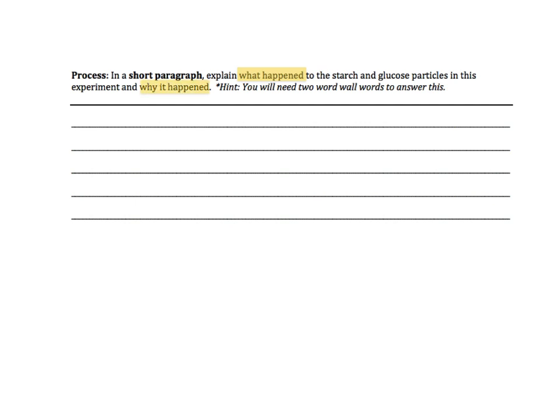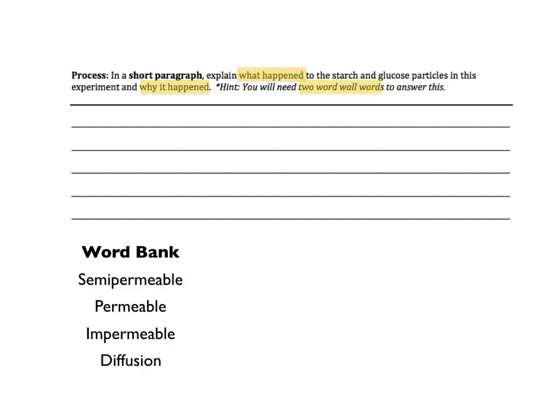Here are some things to help you out. All right, you need 2 word wall words. So here is a word bank for you. You need to use the words that we taught you in this video: semi-permeable, permeable, impermeable, or diffusion. You need to pick 2 of these words and use them properly in your explanation.